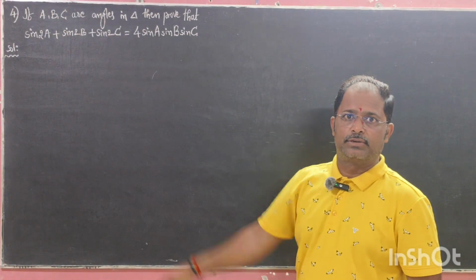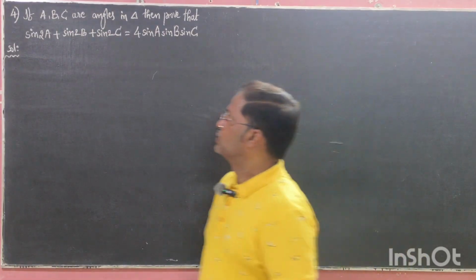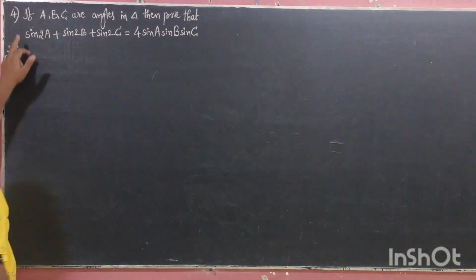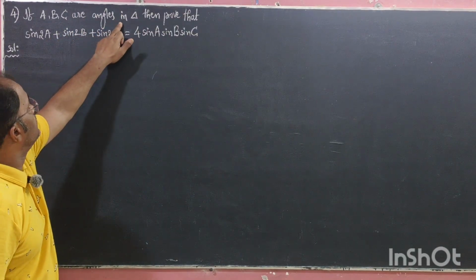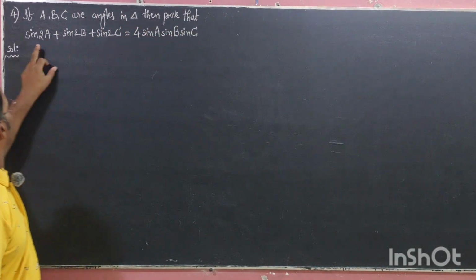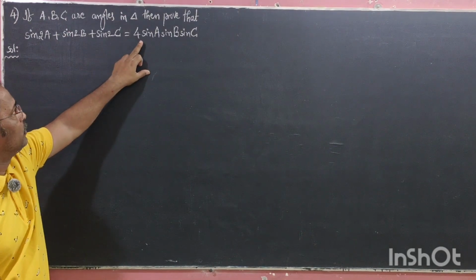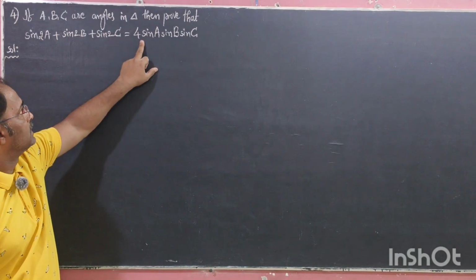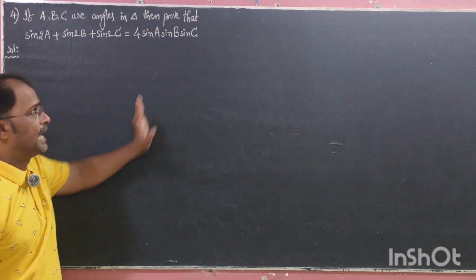Okay, so already 3 questions are completed and this one is the 4th question. The given is: if capital A, capital B, capital C are angles in a triangle, then prove that sin 2A plus sin 2B plus sin 2C equals 4 sin A sin B sin C, right?